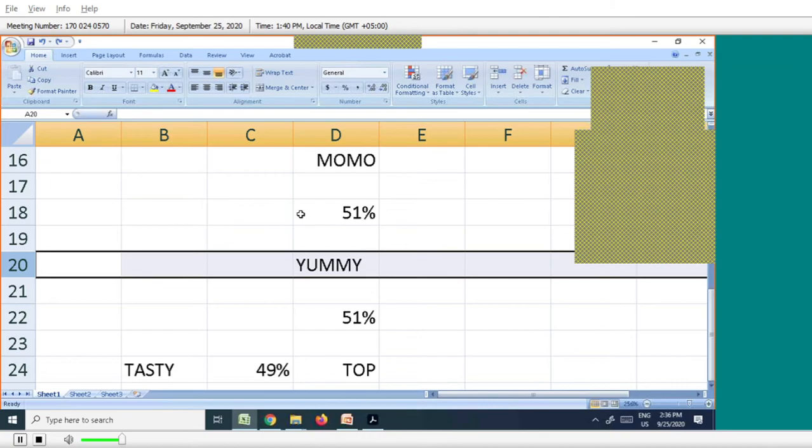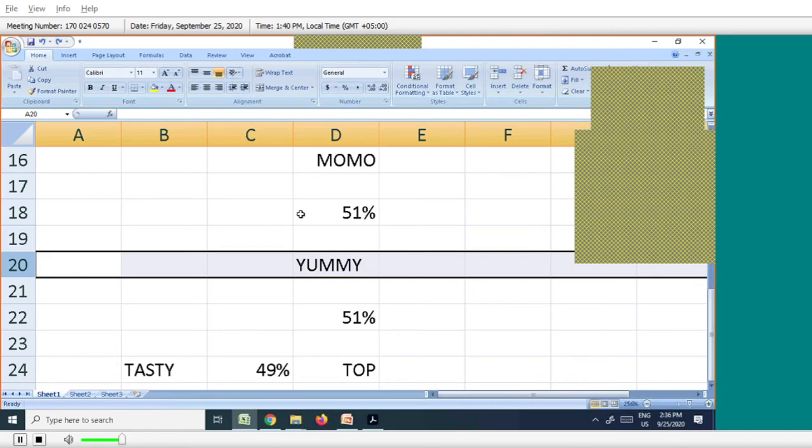Now come to tasty. First compare Momo versus tasty. Both are related party or not a related party? Yes or no? Not related. Yes, of course. They don't have directly or indirectly any shares between Momo and tasty. So both are not related parties.